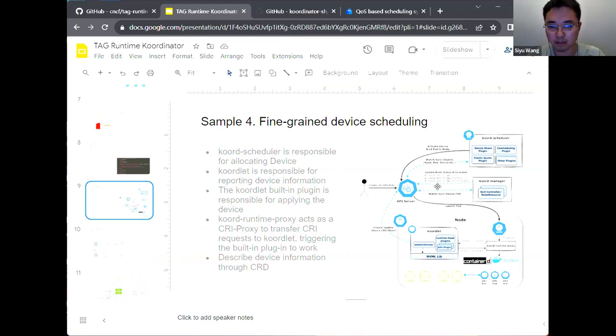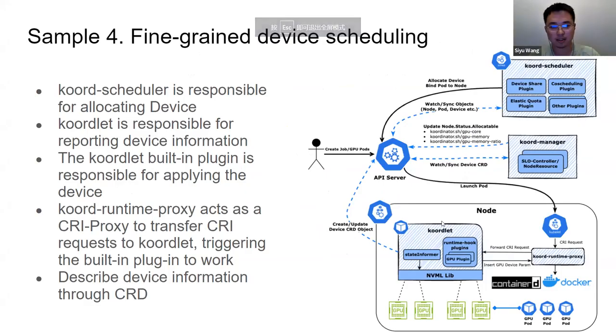Do you mean this picture? Yeah, but if you can make it in slideshow mode because it's not clear. Yeah. All right. Koordlet will report the devices such as GPU, NVSwitch, RDMA cards, VF for SR-IOV to the device CRD. The CRD is defined by Koordinator. It is to extend the node resources so that we can report more devices and their information into the CRD.